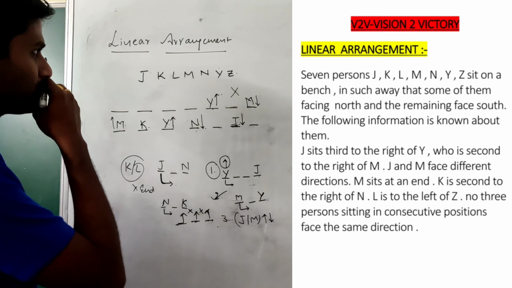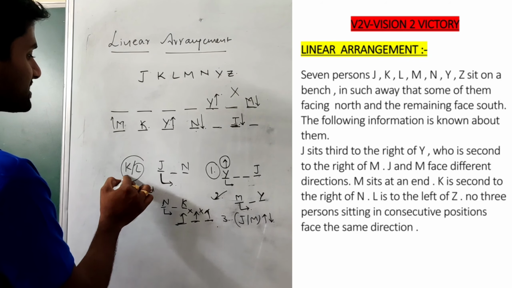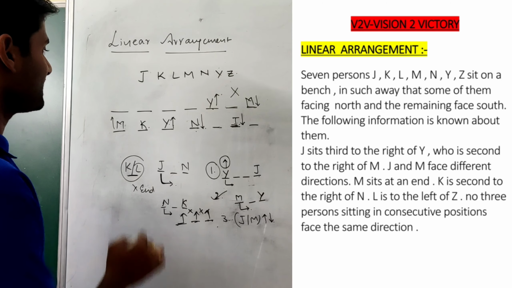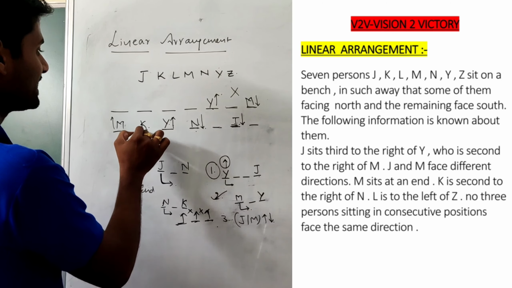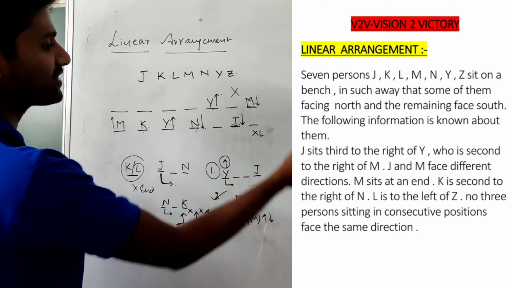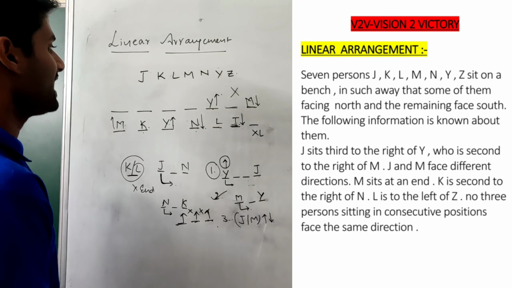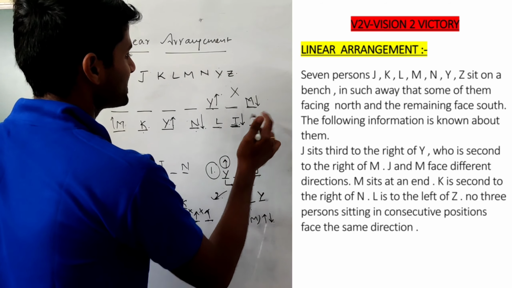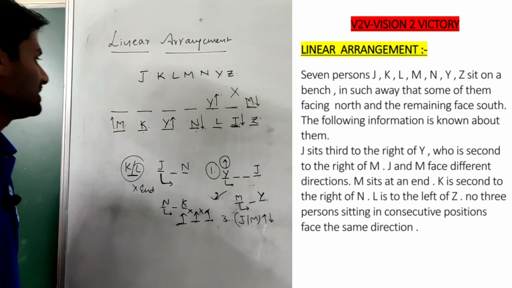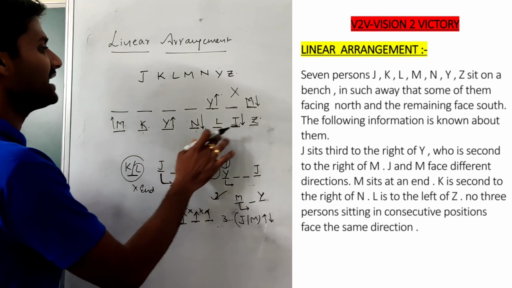We need to confirm 2 more persons. They already mentioned that K and L do not sit at any end. We already confirmed K, so in this position we do not place L. So definitely L occupies this position, and we are left with one person, Z. Then we need to confirm the directions of K, L, Z.